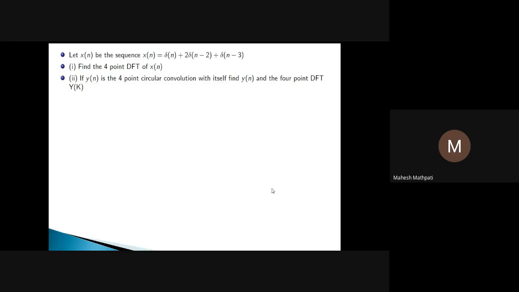What is delta of n? Impulse function. How do you define an impulse function? At n equals 0, amplitude is 1, and it is 0 for all other values. Okay. Now, based on that, what will be the sequence?